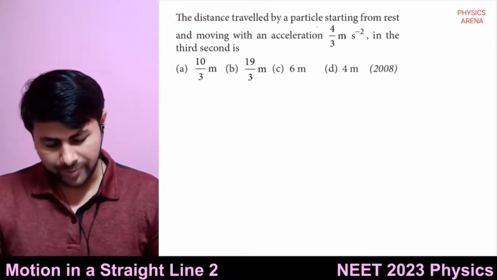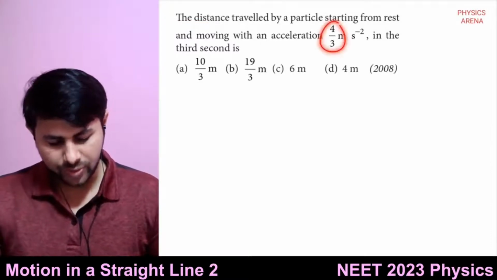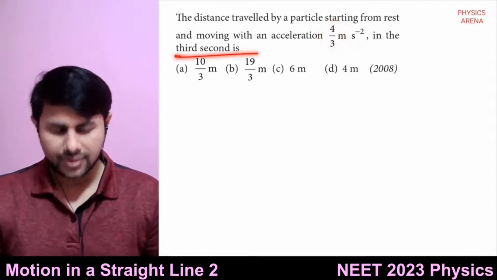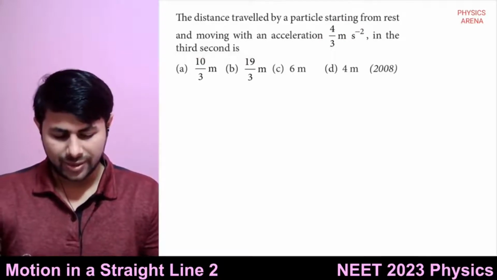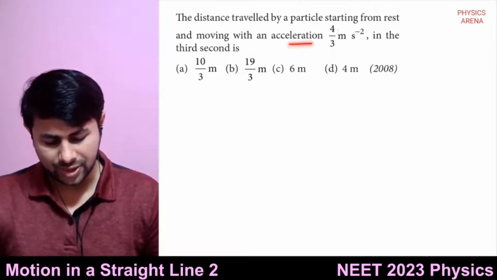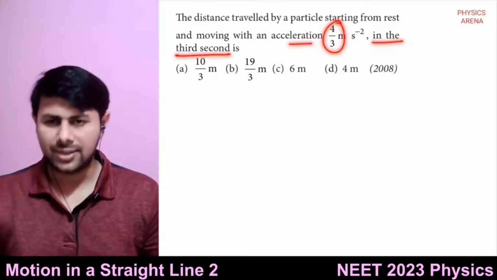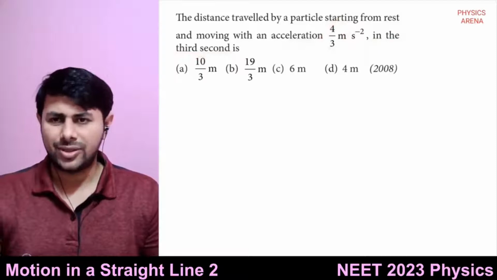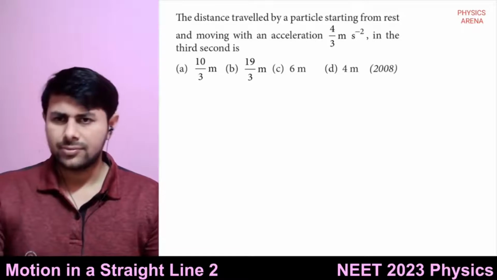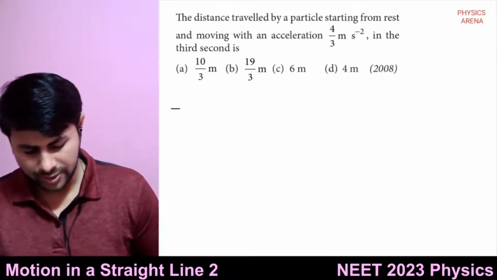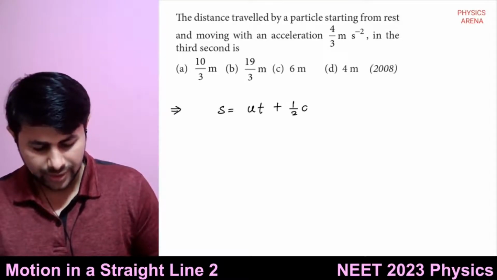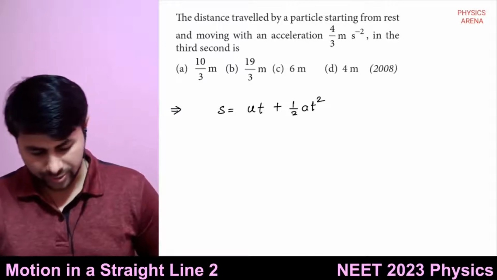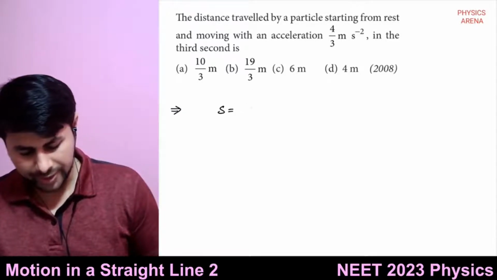The distance traveled by a particle starting from rest and moving with acceleration of 4 by 3 meters per second square in third second is. So what do we have to do here? S is equal to ut plus half at square. Let's use it: u is equal to 0, that's good. So it is just half of at square.